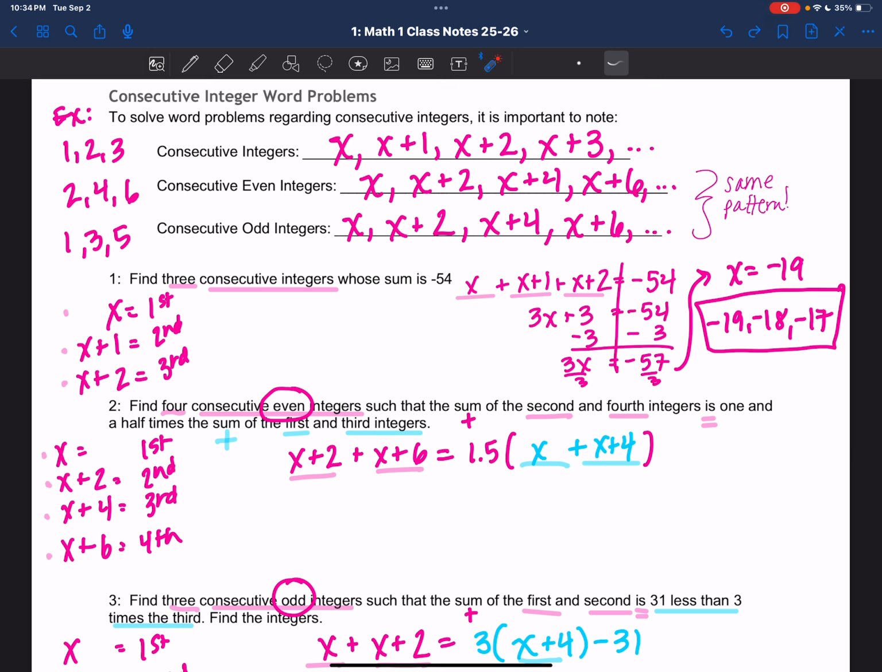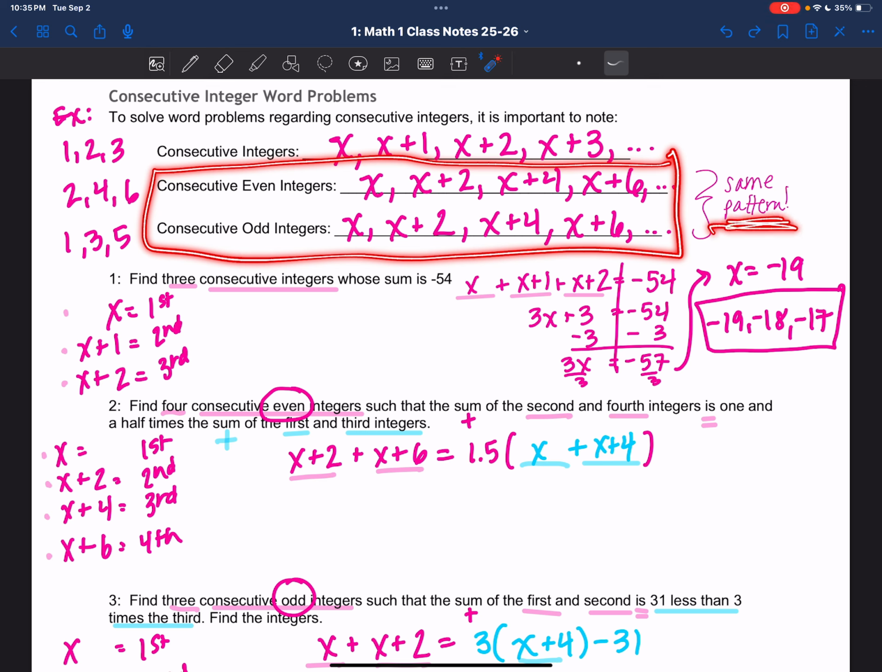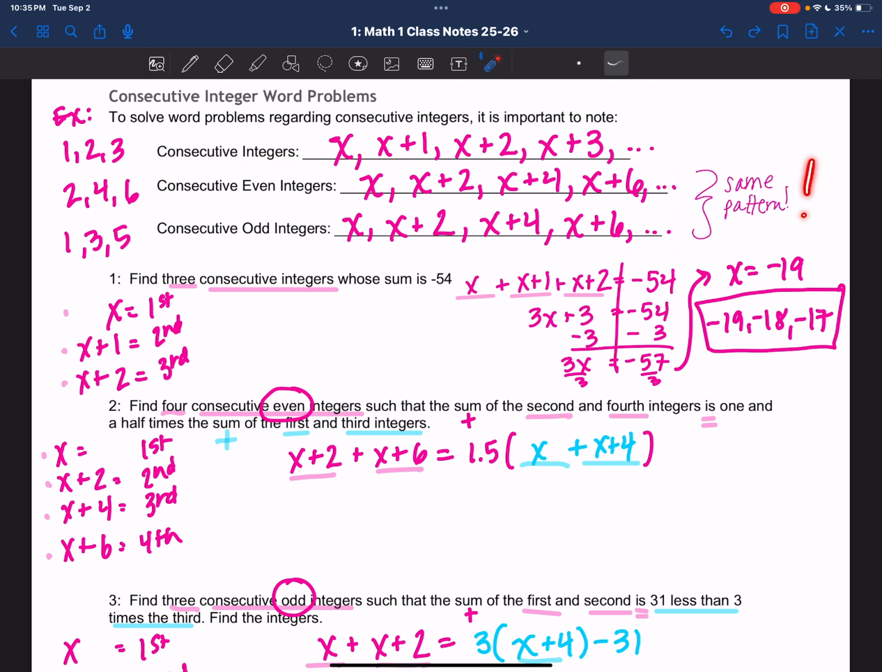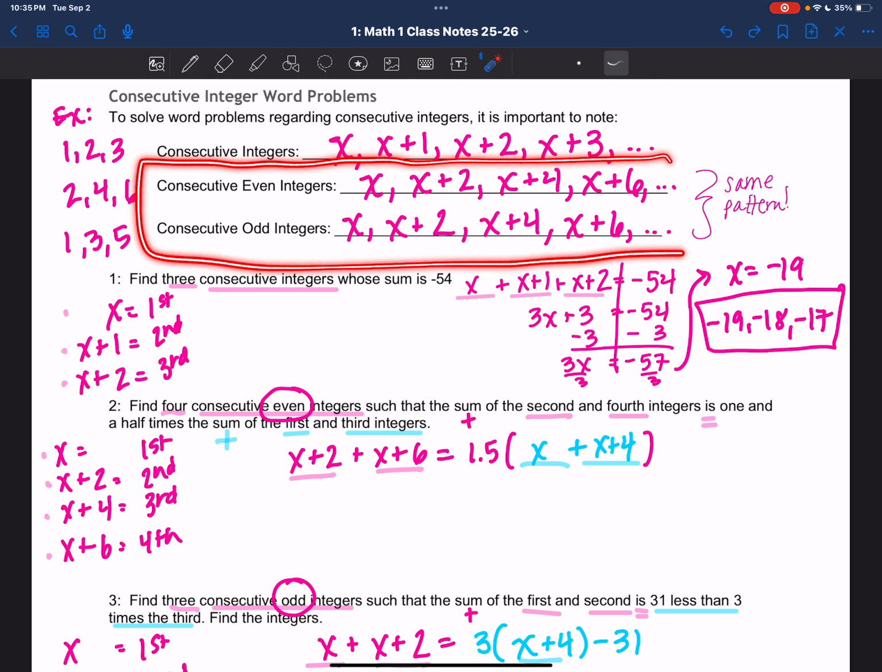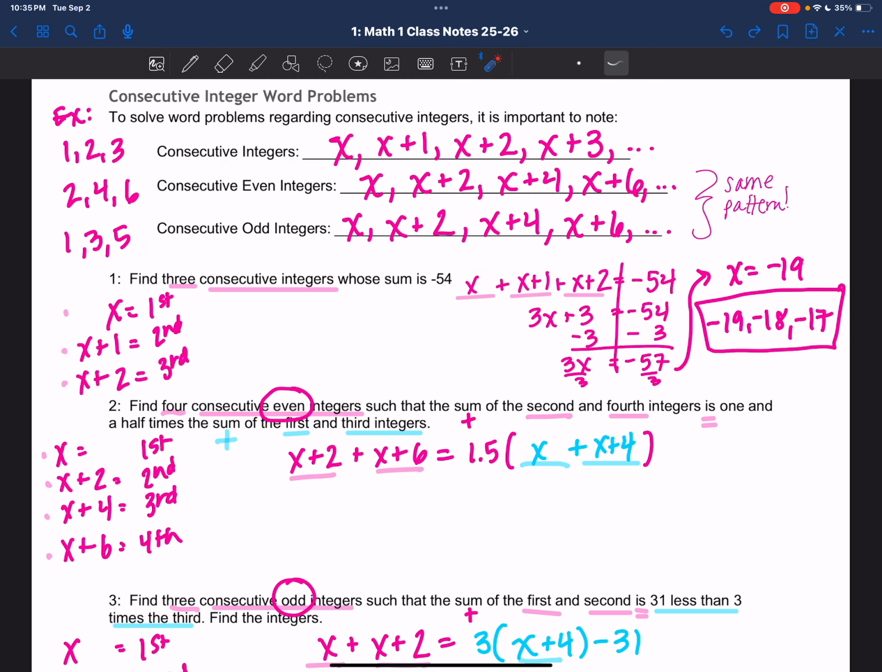Now let's look at consecutive odd. So consecutive odd integers would be like 1, 3, 5. So your smallest number is always going to be x. And then to get to the next number, you still have to add 2. So you're still skip counting, you just have a different starting point. So if you notice, consecutive even and consecutive odd have the same pattern. So very important, because kids see odd and they want to go x plus 1, x plus 3. That's not correct. It's always going to be the same pattern because you're skip counting. You just have a different starting point.